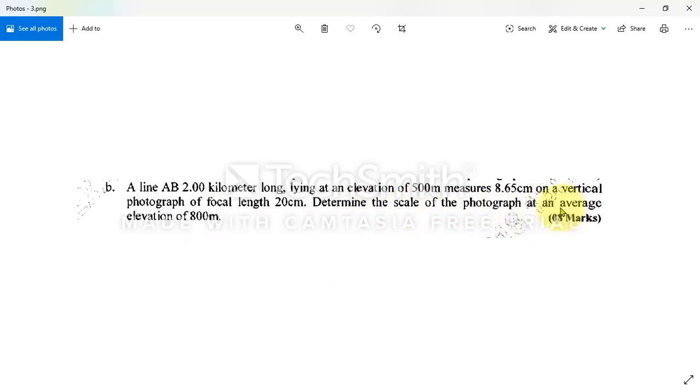Here, determine the scale of the photograph at an average elevation of 800 meter. So the average elevation H average is given, and the average scale you need to find out, F divided by H minus H average. But the scale is not directly given. First you have to calculate capital H and then you can easily find out. This also is an easy one. This one is also asked for 8 marks in the exams.